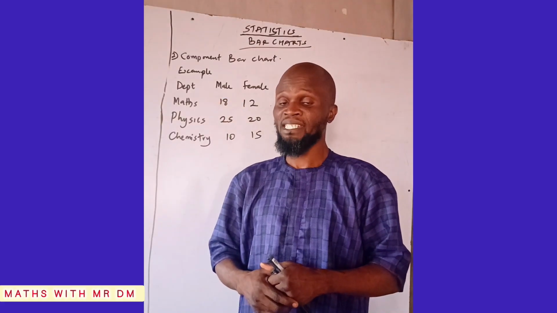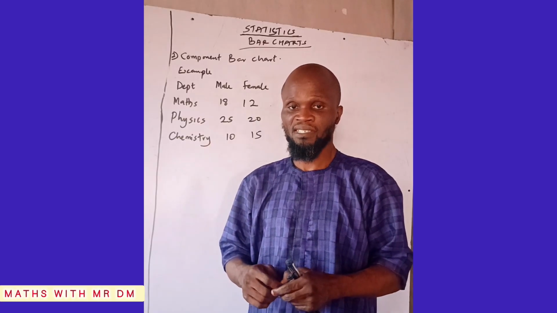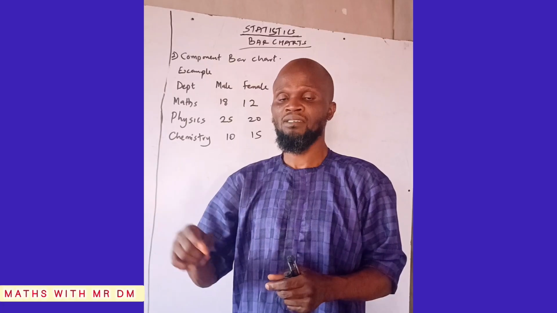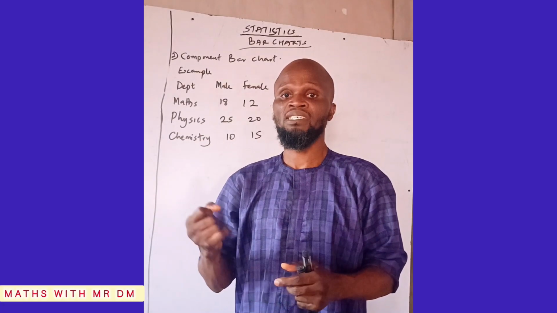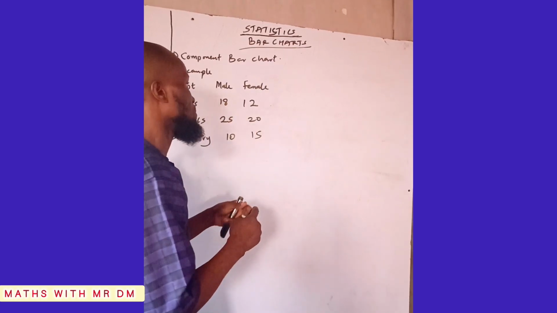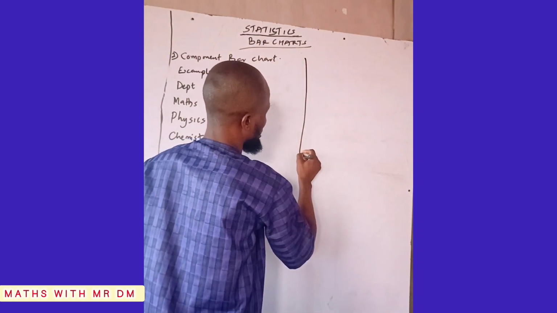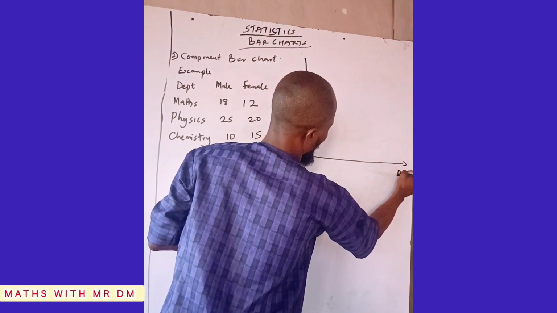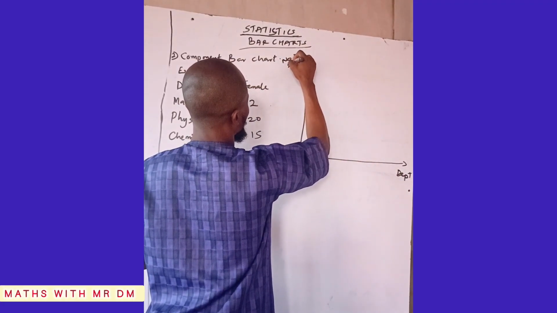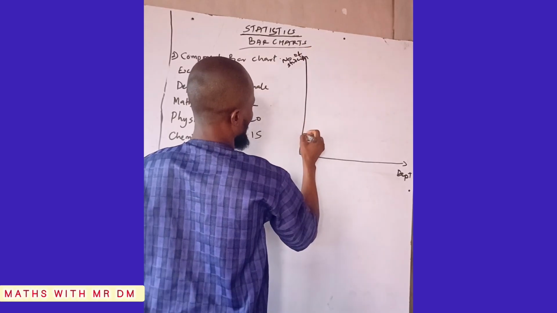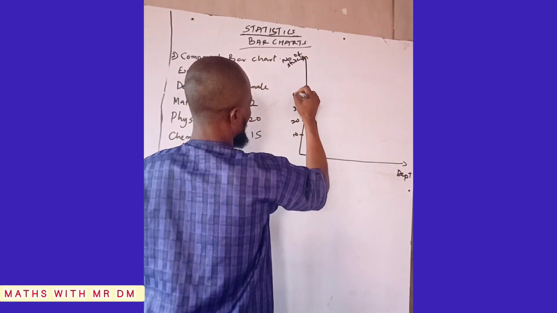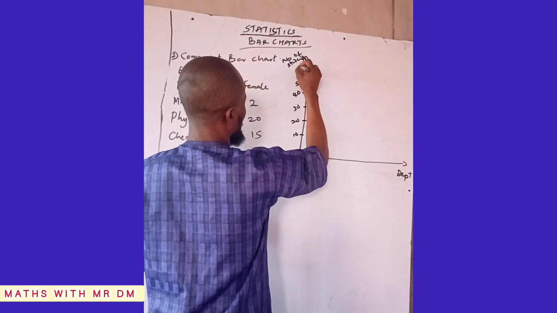The second type of bar chart we'll be discussing is a component bar chart. A component bar chart shows subdivision within a total value of each category. Each bar is divided into components or parts. This is an example. We have to represent this using a component bar chart. So let's have our graph. Let's have our department here and number of students. Let's have our scale 10, 20, 30, 40, 50, 60.